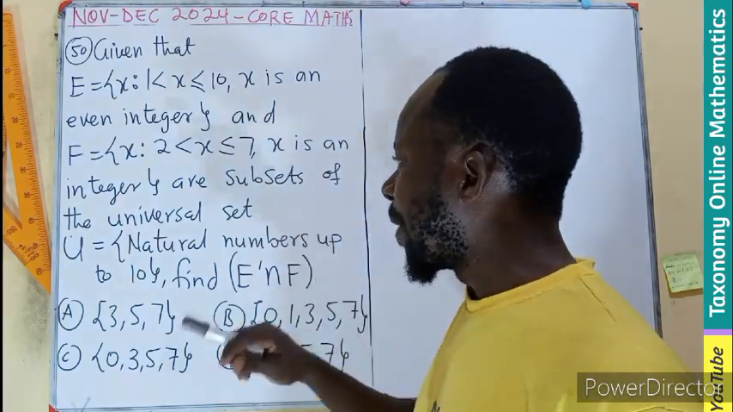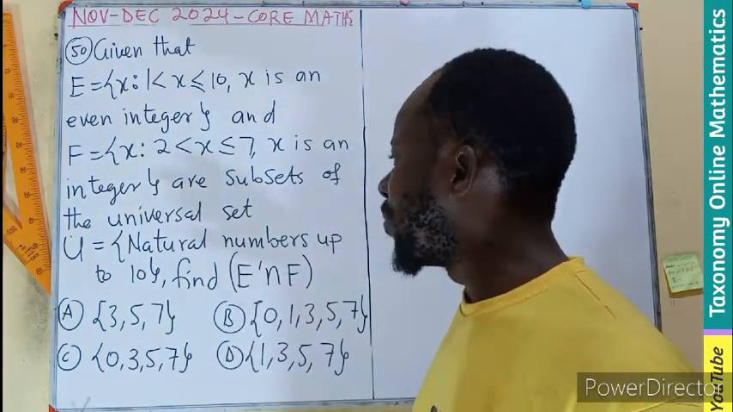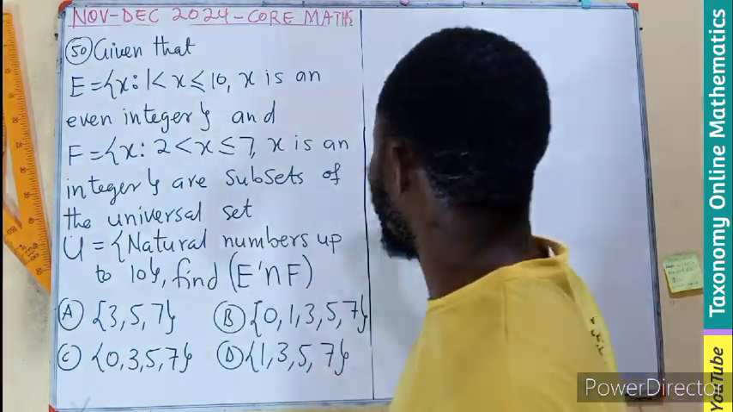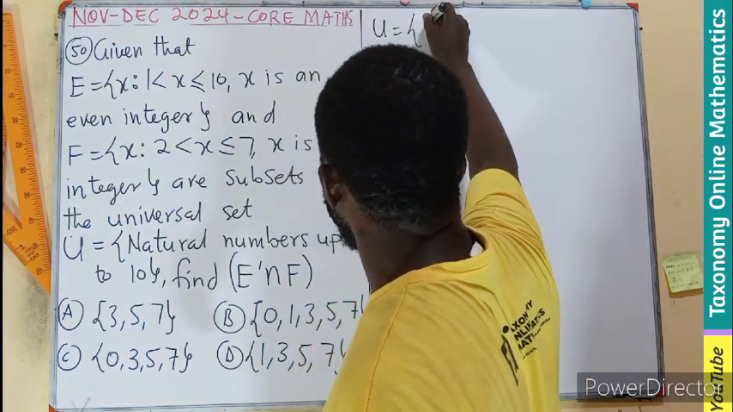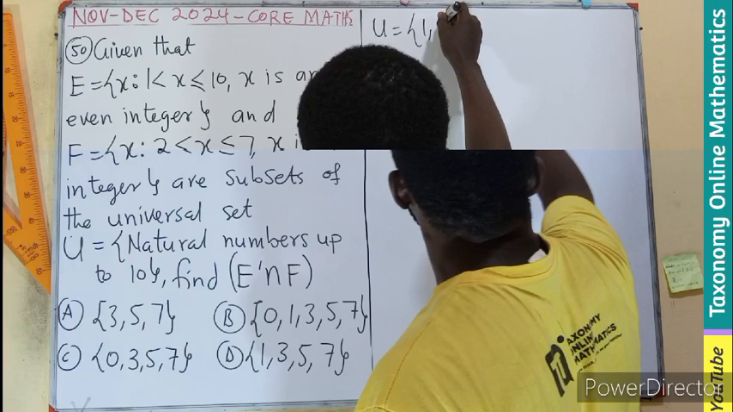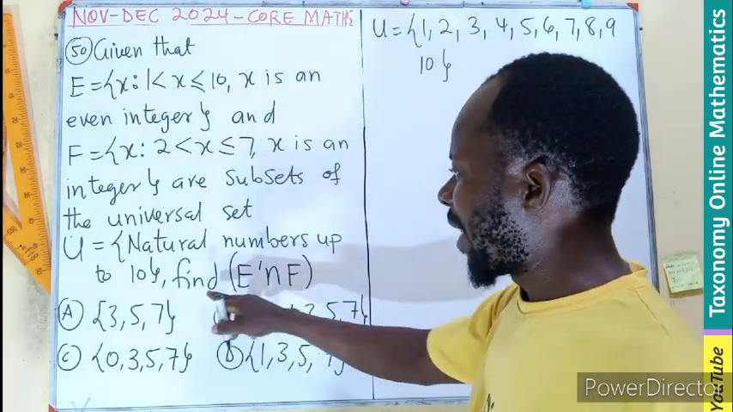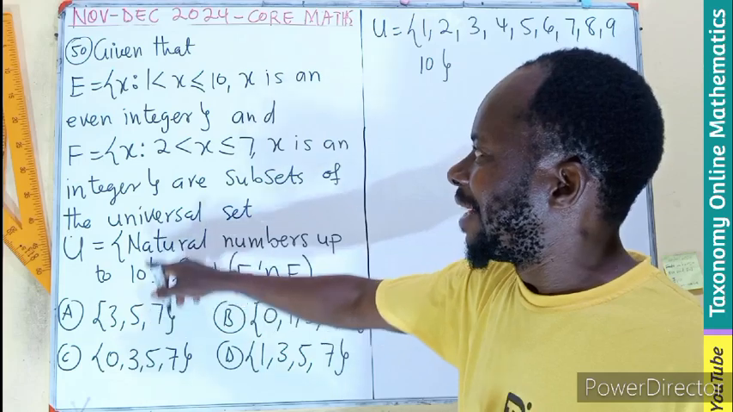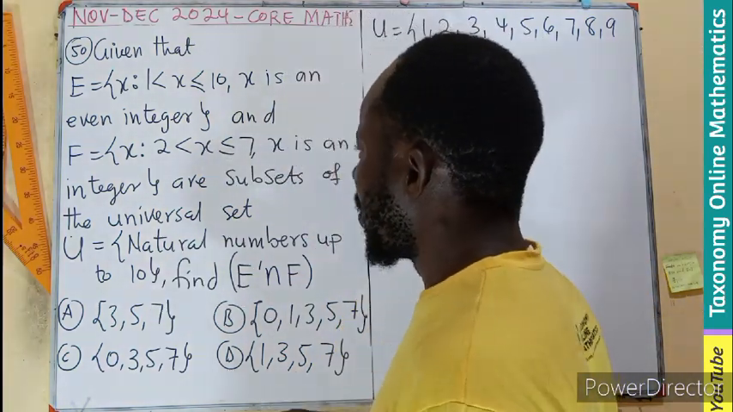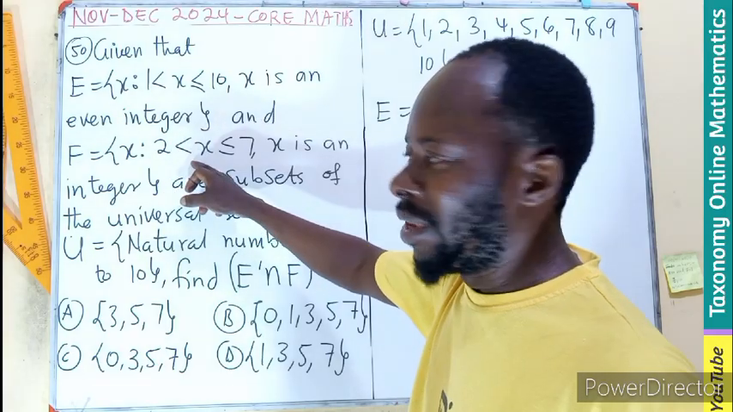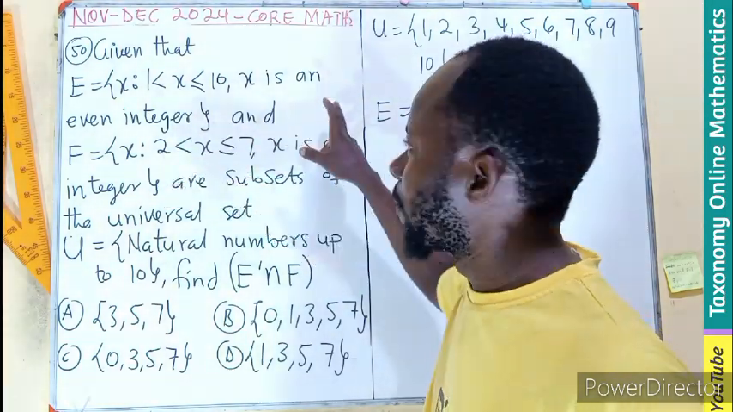These two sets are subsets of the universal set, which are natural numbers up to 10. So better still, we can state our natural numbers, which are moving from 1 to 9 and 10. That's the natural numbers that we have here, up to 10. Then the set of E could also be given as 2 is less than x, meaning x is more than 2. So we are beginning from 3 upward.